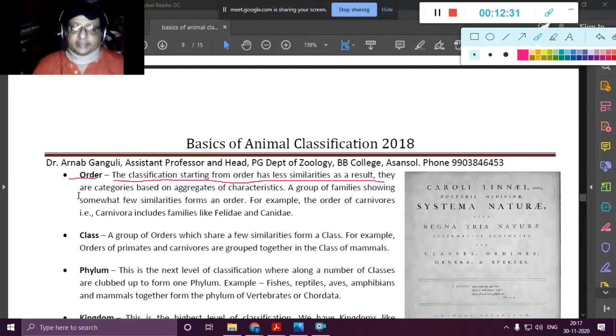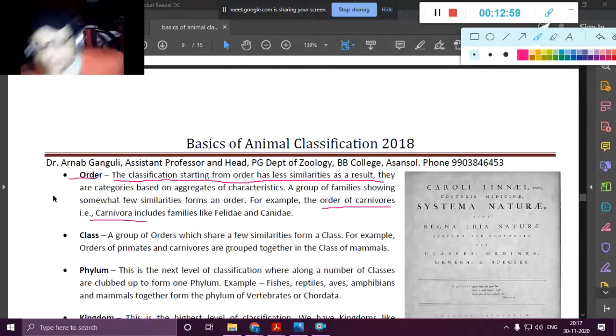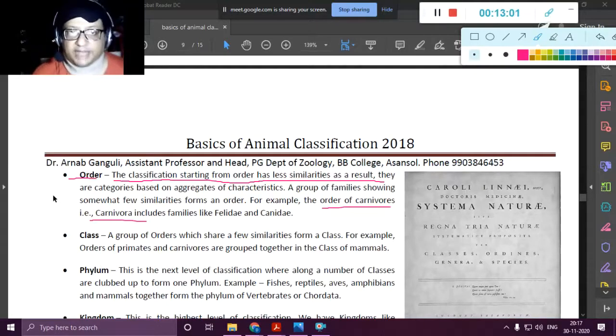You are broadening it. For example, take the order Carnivora. Carnivora includes Canidae, the dogs, Canis familiaris, and Felidae, like Felis domestica, cats. So dogs and cats are placed together because they eat meat. They are carnivorous. They eat meat, so they have been placed in the same category, the same order. The similarity between dogs and cats is less.